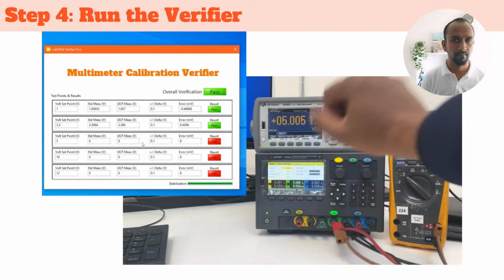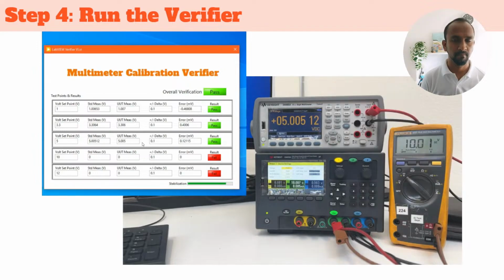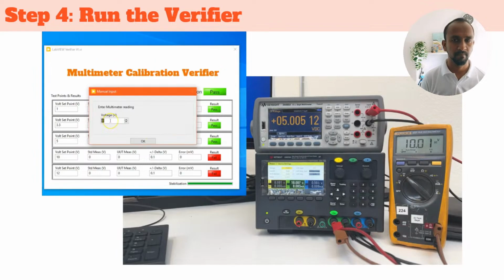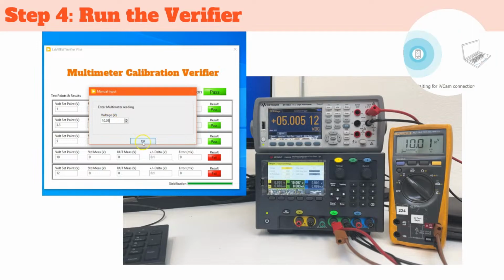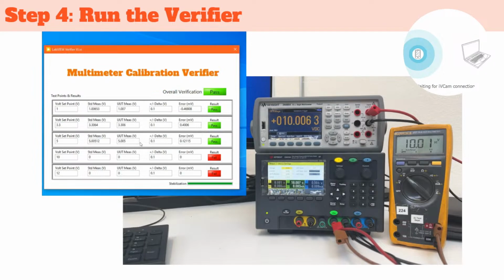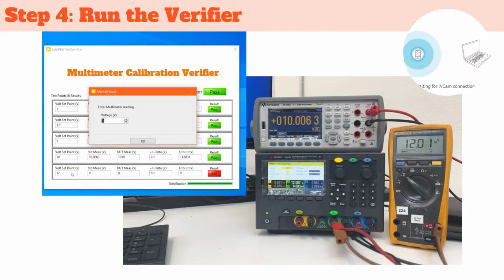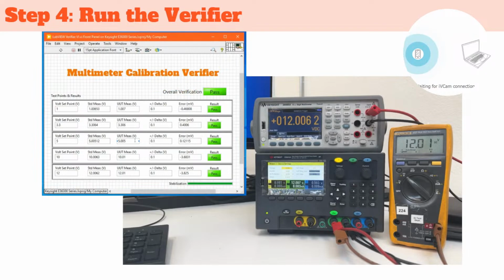Just like that, it goes for the 10 volt set point now, and it asks what do I see from the UUT, that is 10.01, and I said okay. It gets recorded and cross verified. During all this course we see the error differences as well, and for the 12 volt what we see now is 12.01. So that gets recorded now, and the overall result is all verified, all cross-checked, and it's passed.